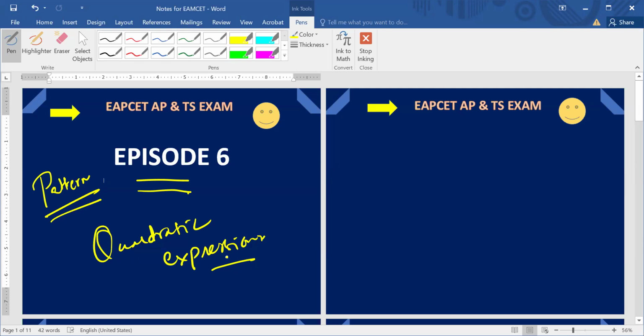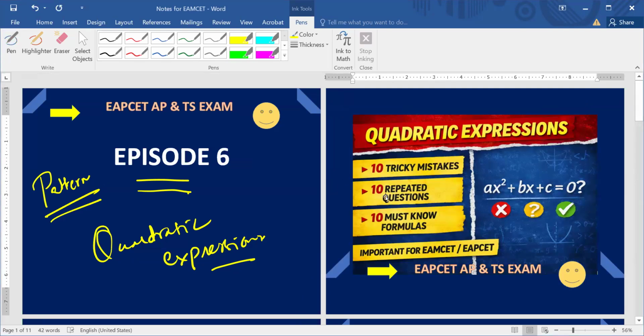Expression and equation have a significant difference in meaning, but as of now, I'm writing it as a quadratic expression. In the first instance, I'm going to make a note of this so that you are all well versed with this particular thing. Very important, this is quadratic expressions.